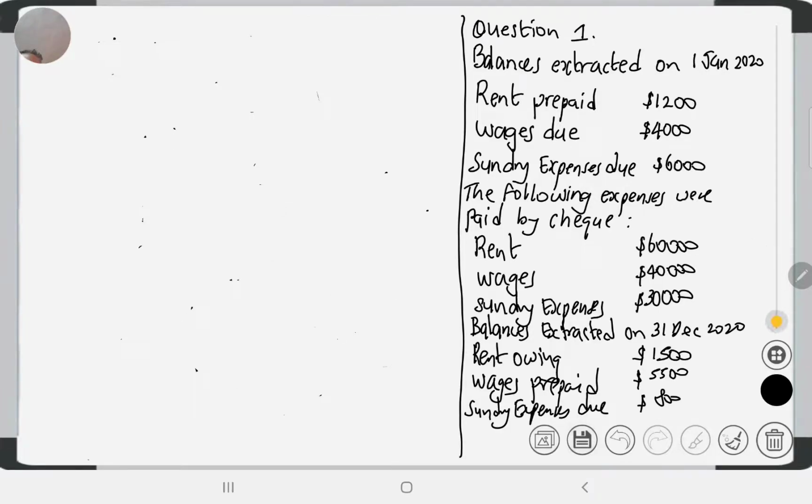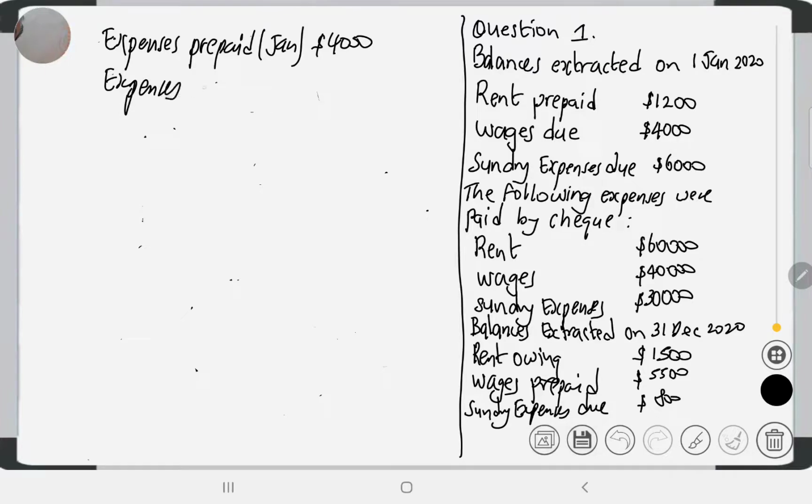Now expenses prepaid January $4,000. Expenses due December $7,000. Now we have to record these two balances.